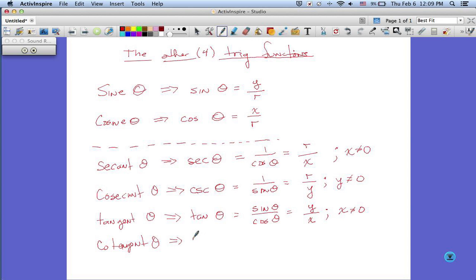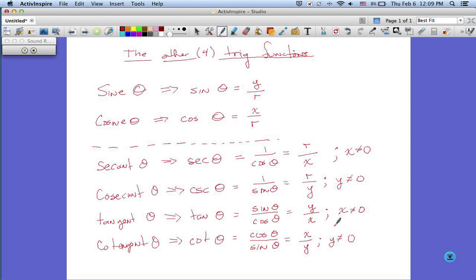And again, x cannot equal 0. And cotangent, COT, of theta is cosine over sine. If you follow along, that'll be your x over y, in which case y cannot equal 0. So those are your definitions for the other 4 trig functions.